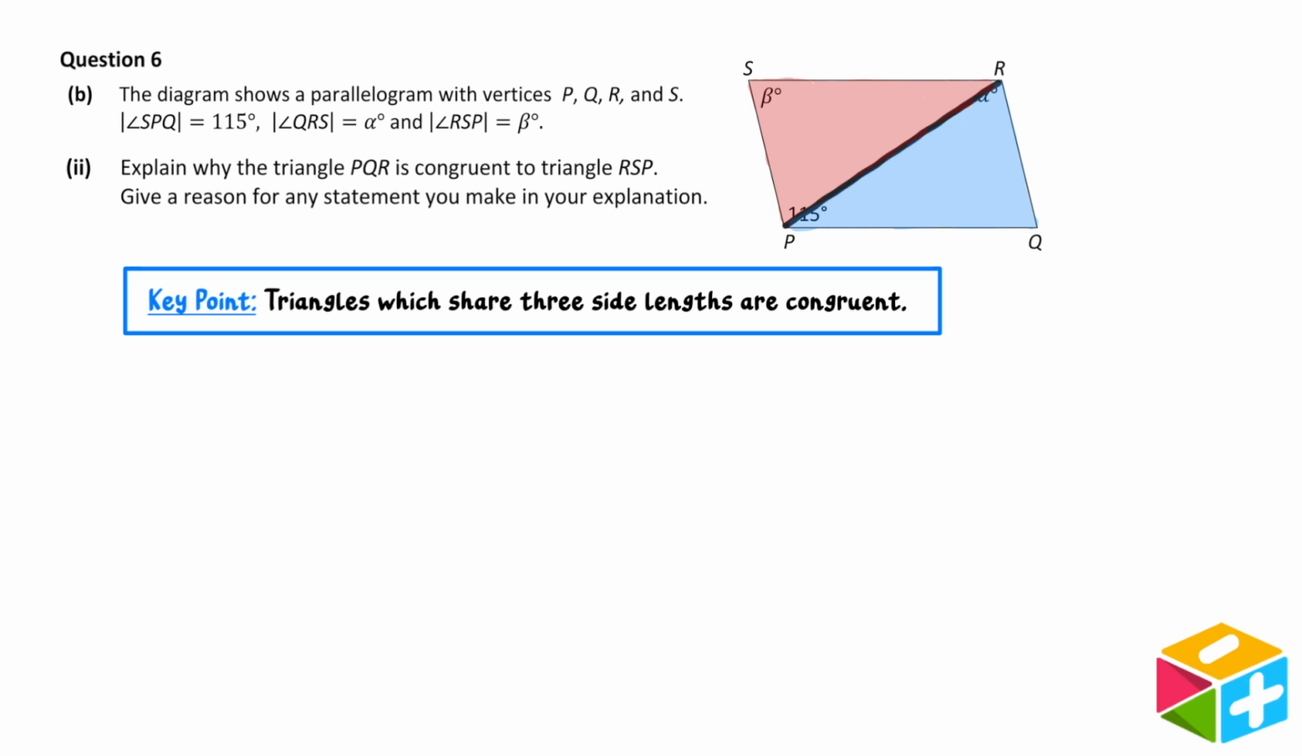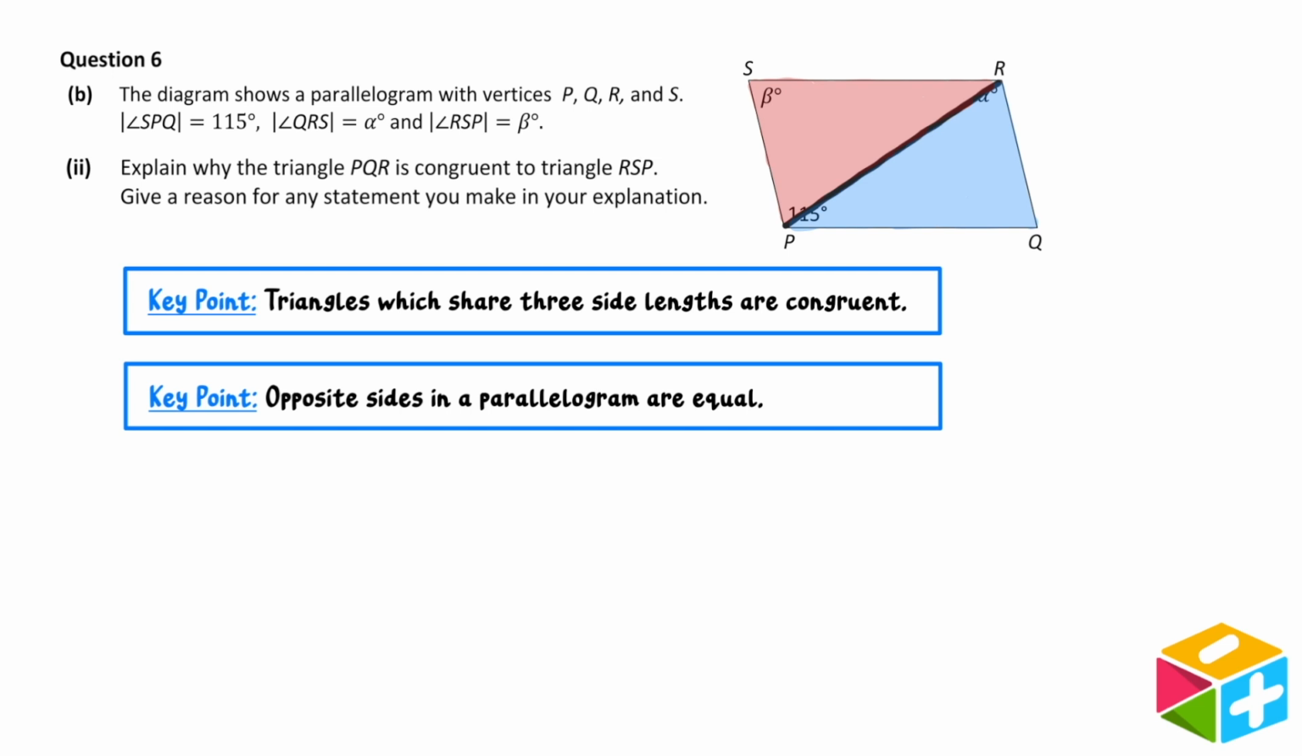Firstly, triangles which share three side lengths are congruent. So if we can show that the triangles PQR and RSP share 3 side lengths, then we'll know they're congruent. The second fact is that opposite sides in a parallelogram are equal. In our diagram, the side SR is opposite the side PQ, so these side lengths will be equal. The side SP is opposite the side RQ, so these two side lengths will be equal.